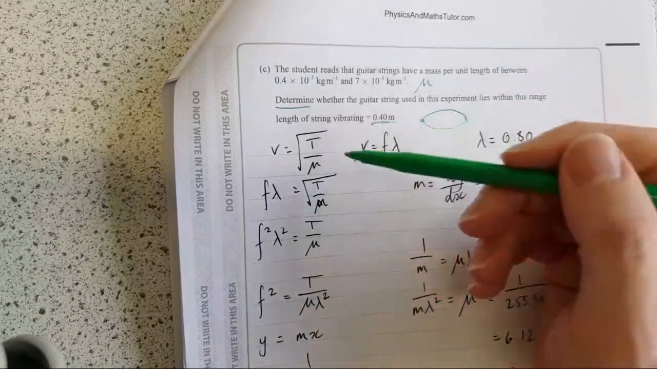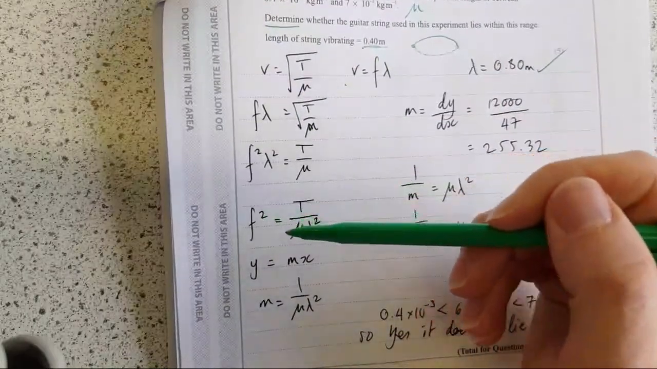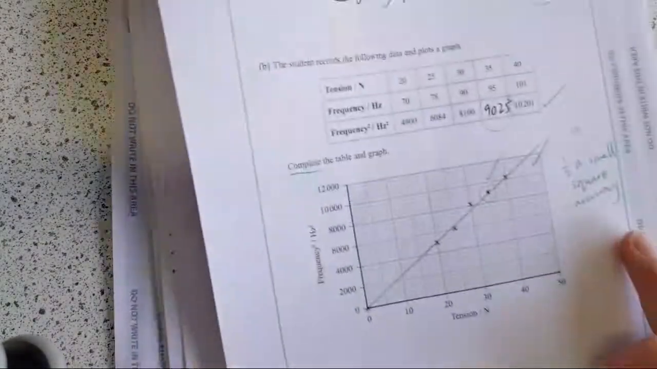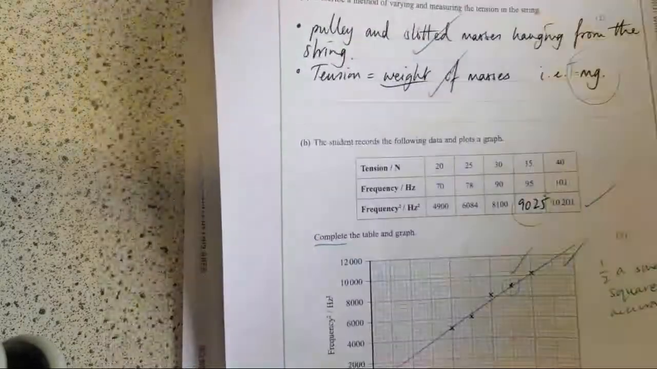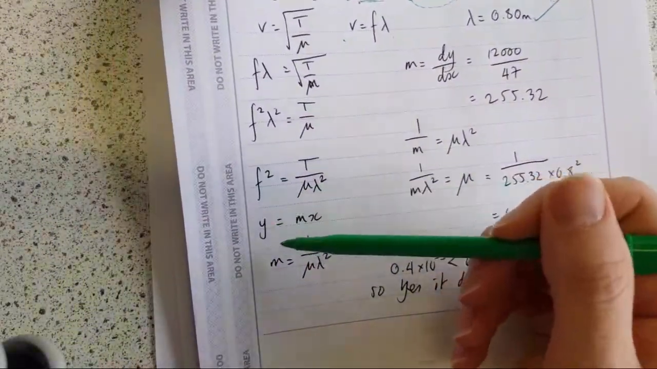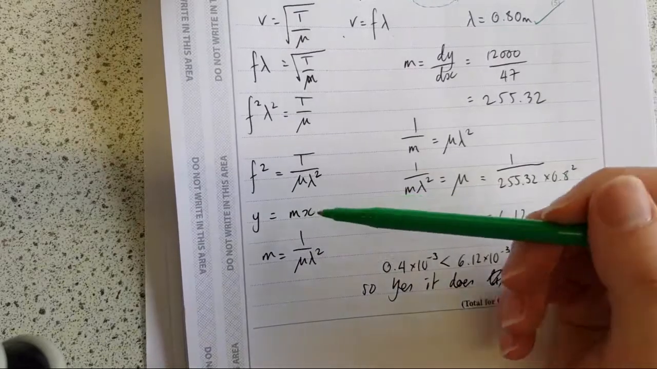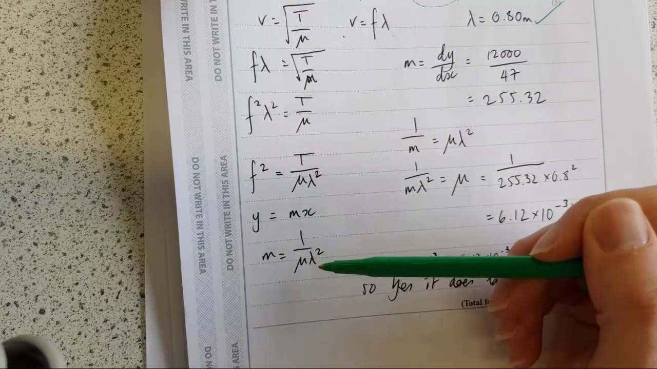so you can do the analysis. And then I've just gone and rearranged, so square both sides. Rearrange for f squared, because you can see that is the y-axis of the graph. So here's another really important skill, equating the algebra to y equals mx plus c, or in this case where it's going through the origin, so there is no c. So I've made my equation look like a y equals mx model. Or in other words, I'm saying the gradient of that graph is going to be 1 over mass per unit length times the wavelength squared.